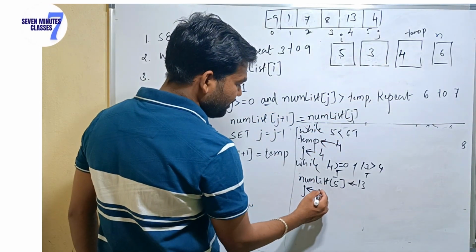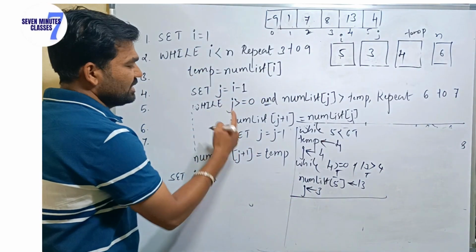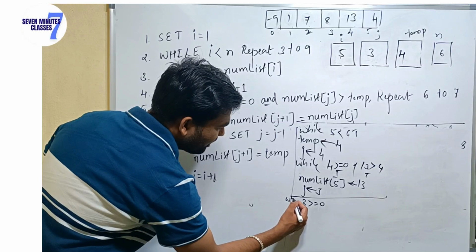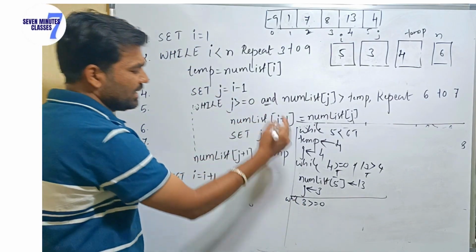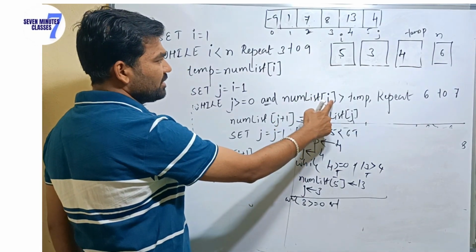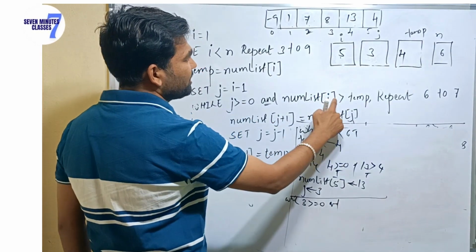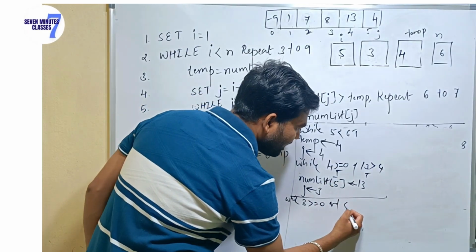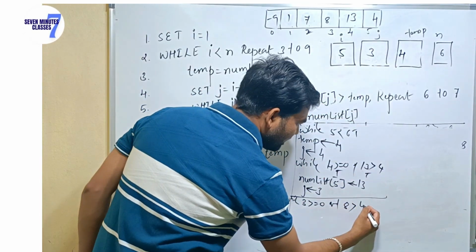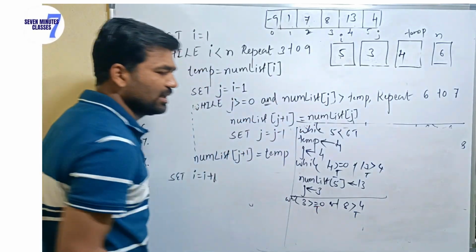So what is there? j is greater than or equal to 0. That is, 3 is greater than or equal to 0. This is a while loop. Then, and num list of j. What is num list of j? j is 3. Num list of 3. What is num list of 3? 8. 8 is greater than temp. What is temp? 4. It is also true. Again I have to change.